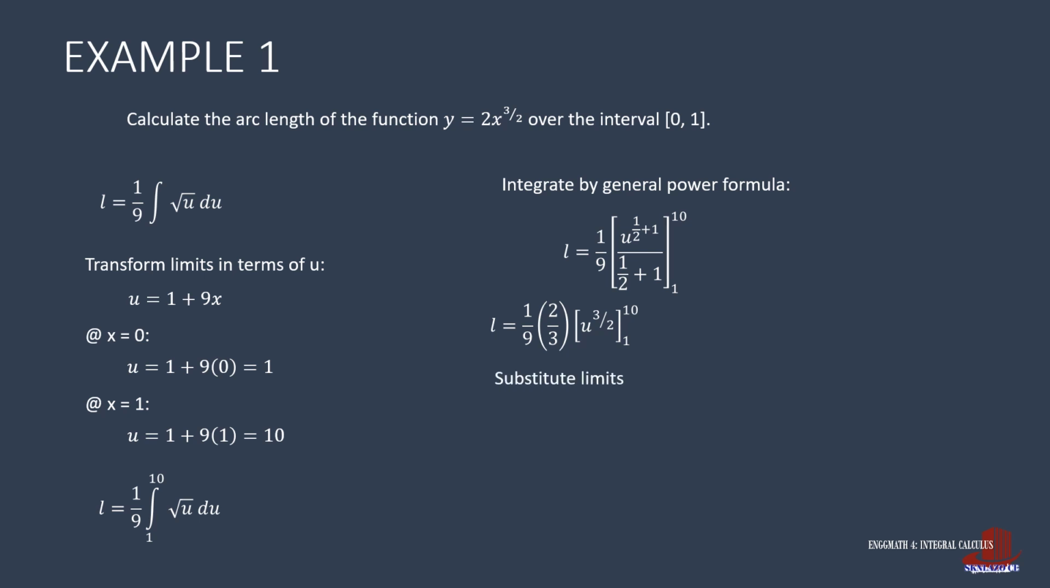Simplify the constants and substitute limits and get 2 over 27 of 10 raised to 3/2 minus 1 raised to 3/2, which gives the final length of curve as 2 over 27 of 10 root of 10 minus 1, or 2.268 units.